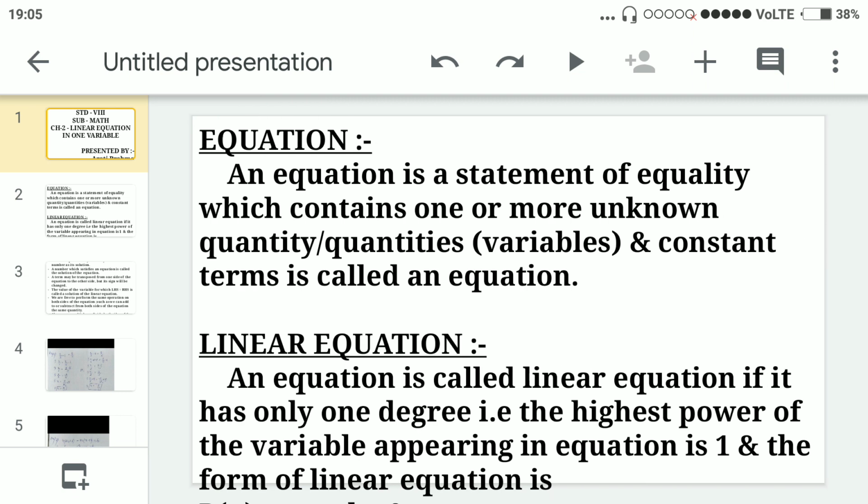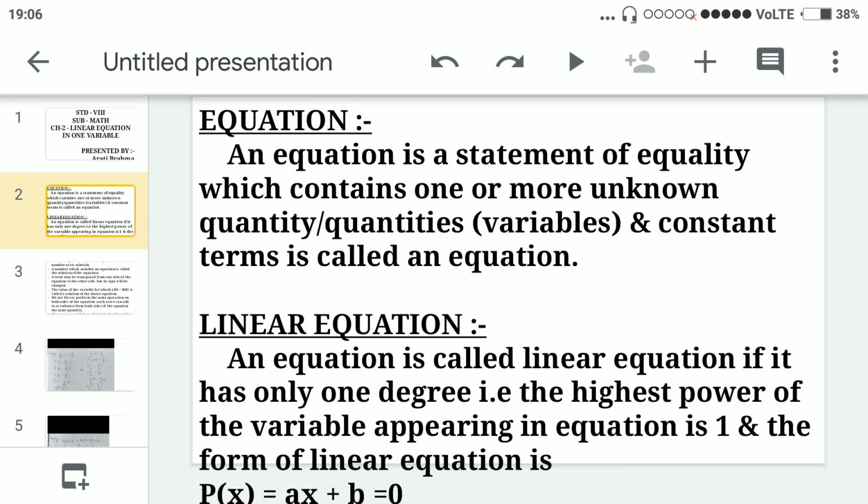Okay. When you hear this chapter, linear equation in one variable, the first thing that comes to your mind is: what is an equation? Here it is mentioned that an equation is a statement of equality which contains one or more unknown quantities and constant terms. That means in an equation there must be three things present: one variable, one constant term, and an equal sign.